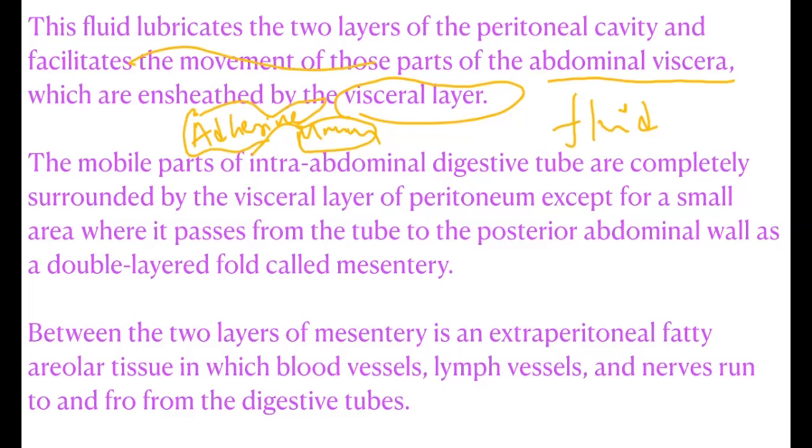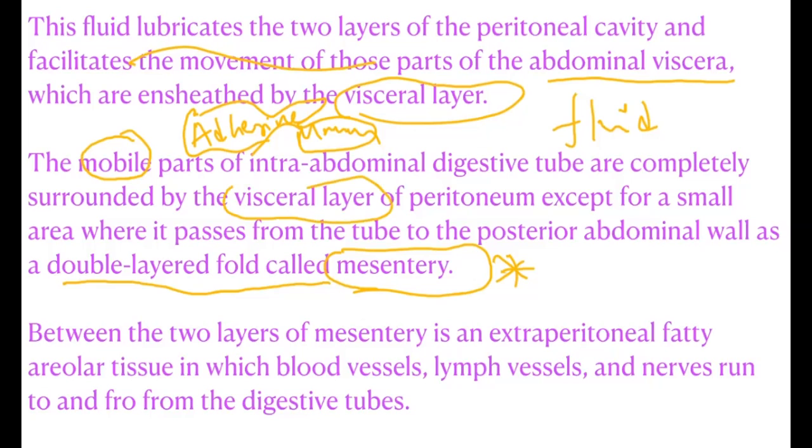The mobile parts of the intra-abdominal digestive tube are completely surrounded by the visceral layer of peritoneum, except for a small area where it passes from the tube to the posterior abdominal wall as a double-layered fold called mesentery. So all the mobile digestive organs are surrounded by the visceral layer. Between the two layers of mesentery is extraperitoneal fatty areolar tissue in which blood vessels, lymph vessels, and nerves run to and fro from the digestive tube. So mesentery is a double layer of peritoneum. We'll see more about that in a couple of minutes.